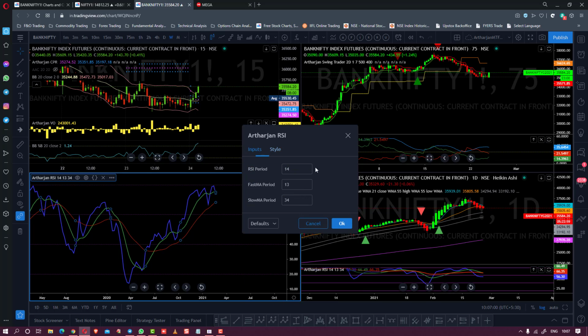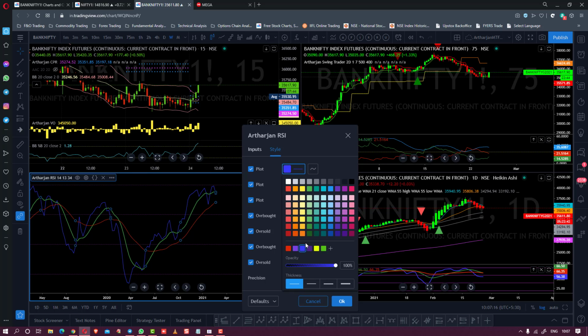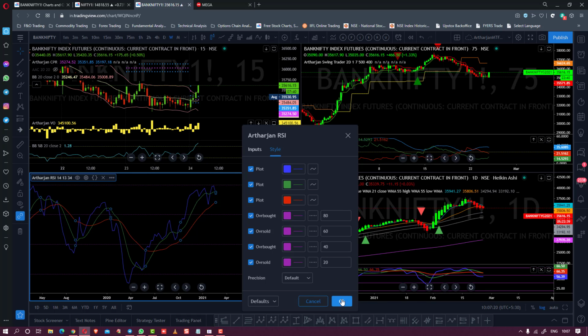The red and green color that you see is the 13 period fast moving average of the 14 period RSI, and the red line that you see here is a 34 period slow moving average of the 14 period RSI. Now one simple question that may pop up in your mind is, why do we need so many RSI and so many moving averages on RSI?